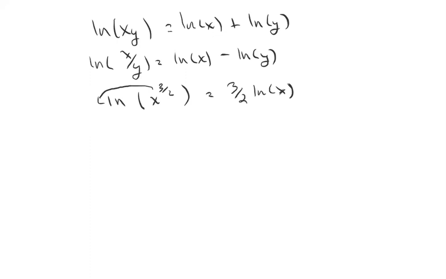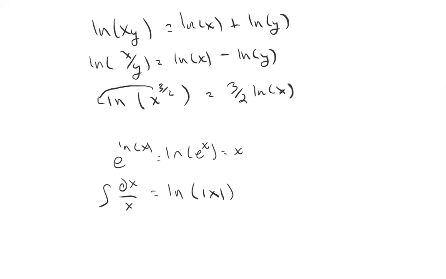It's also important to remember that the natural log and base e exponential are inverses of each other. So e to the ln of x is ln of e to the x, which are both x. And just as a recap, we want to remember that the integral of dx over x is the natural log of absolute value of x. And that's super important. You have to remember the absolute value. Now, there are times when we can drop the absolute value.